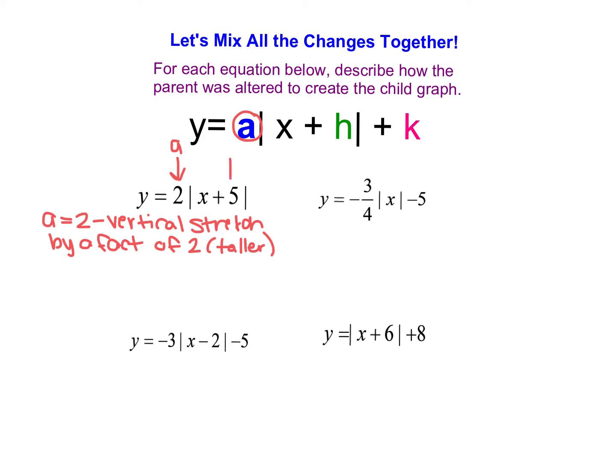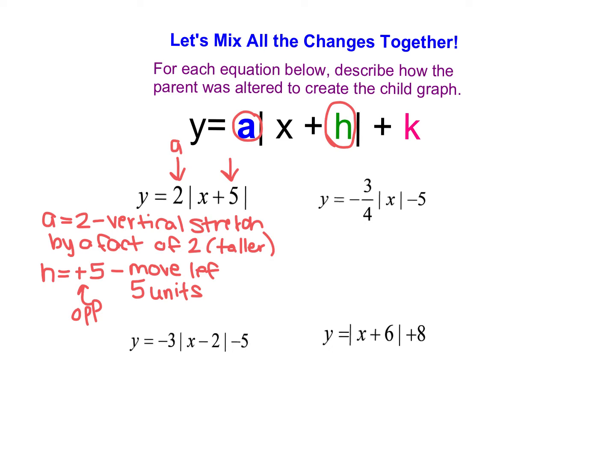Then here I notice I have a value being added to the inside of the absolute value, and that corresponds with H. So H is equal to a positive 5. And remember, this is a horizontal change. H stands for horizontal. And then remember with H that these move the opposite of what we expect. So it's a positive 5, so it's going to move in the negative horizontal direction, which is left. So this graph is going to take the parent graph and move it to the left 5 units.